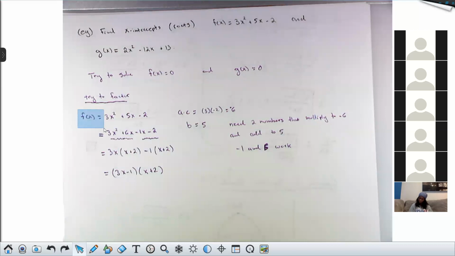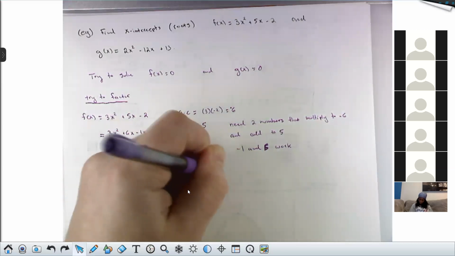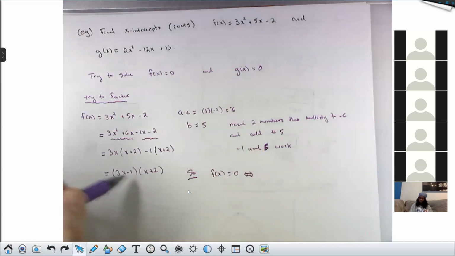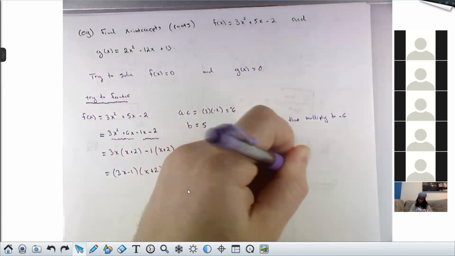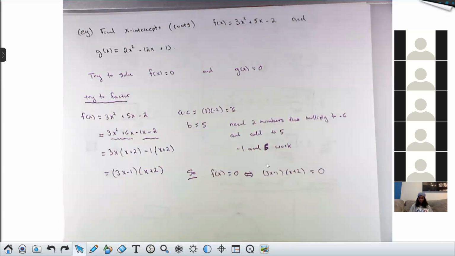Okay, so f of x factored nicely. Factored as 3x minus 1 times x plus 2. So f of x equals 0 means 3x minus 1 times x plus 2 equals 0. And this is why we care about factoring so much. Once you have the thing in factored form, you're saying this quantity times this quantity is equal to 0. The only way you can have two things multiplying, two real numbers multiply each other and get 0 out, is if one of them is 0.